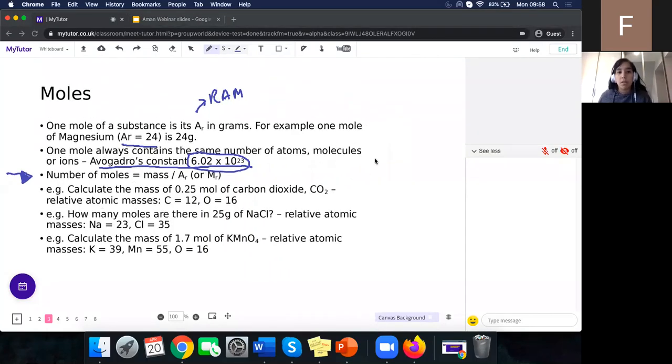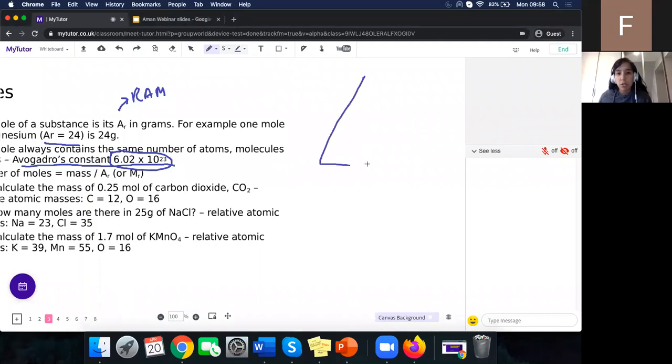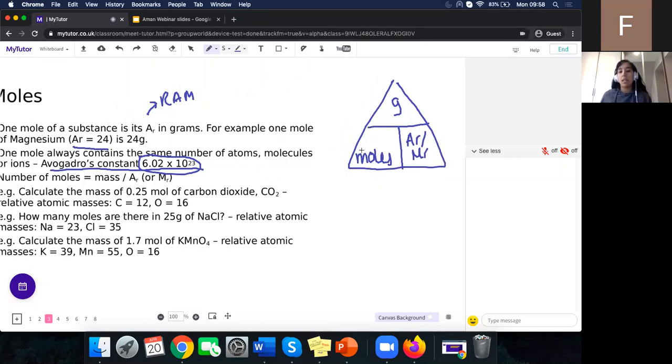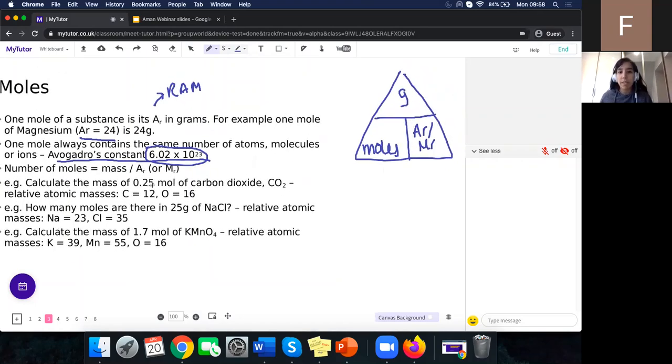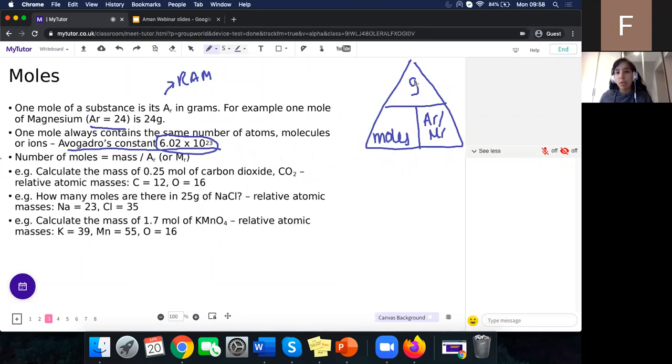So just to show you that as a triangle, because I know a lot of you like to use triangles, number of moles equals the mass, I'm going to put that in grams, over the molecular mass or the formula mass, AR or MR. So that's that in a triangle form. So the question here says calculate the mass of 0.25 moles of carbon dioxide. So we've been told the moles, we can calculate the MR because we've been given the relative atomic masses and we want the mass. So to get the mass then we need to rearrange that equation. So if we look at our triangle, if we cover up this, that means we need to do moles times the molecular mass or the formula mass.